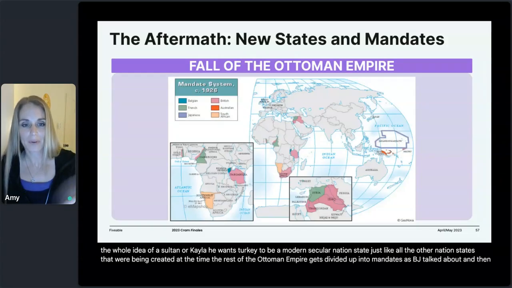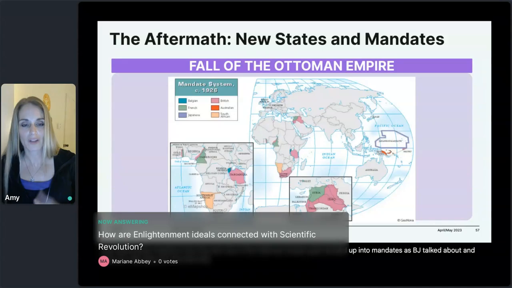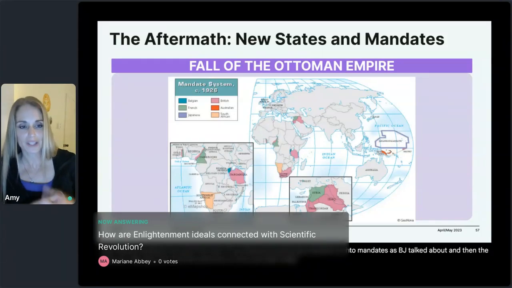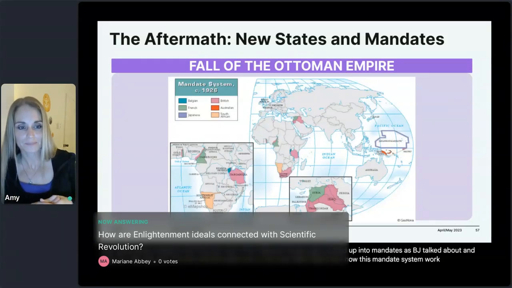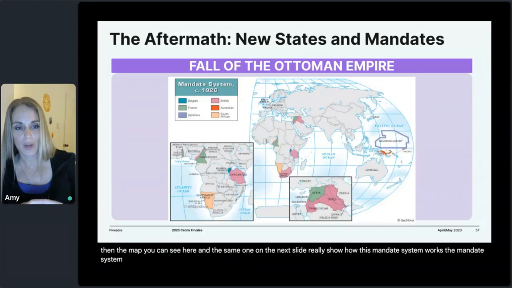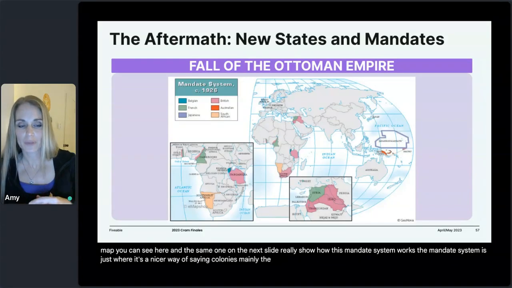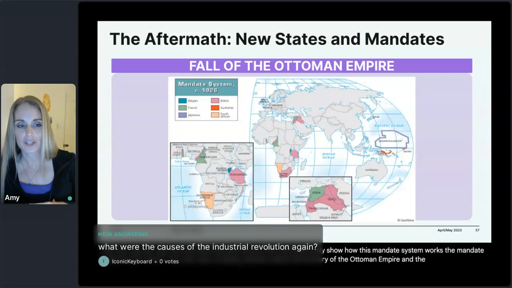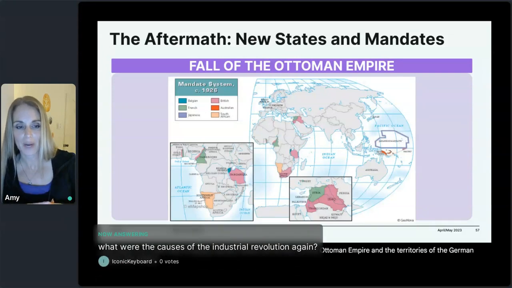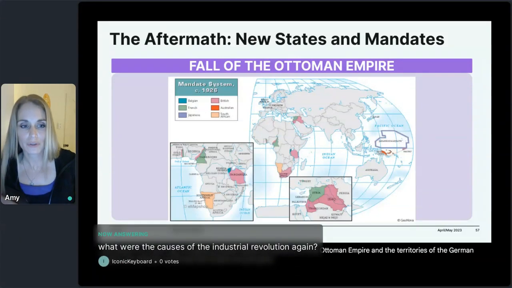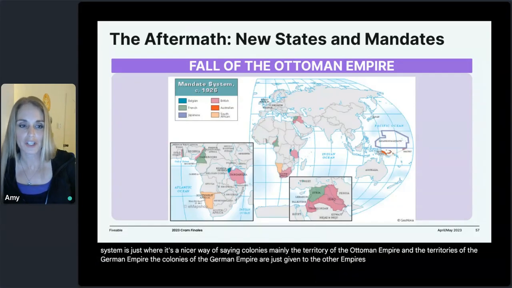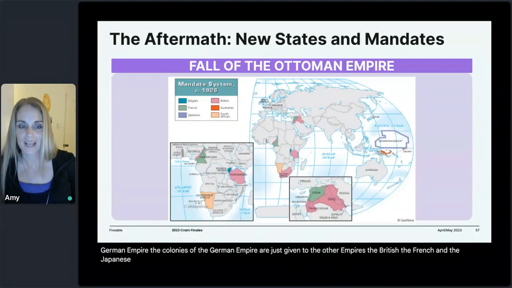And then the map you can see here and the same one on the next slide really show how this mandate system works. The mandate system is just a nicer way of saying colonies. Mainly the territory of the Ottoman Empire and the colonies of the German Empire are just given to the other empires, the British, the French, and the Japanese.